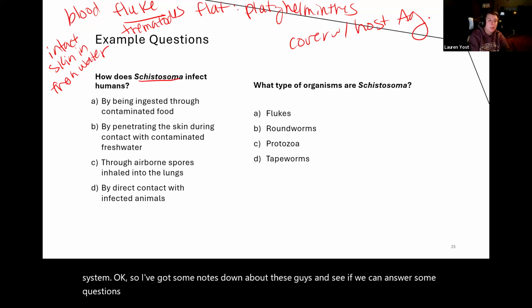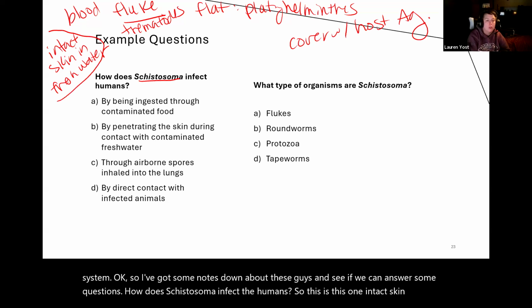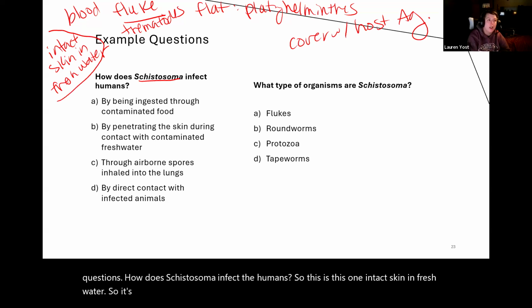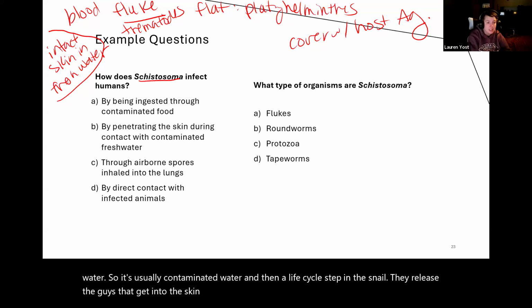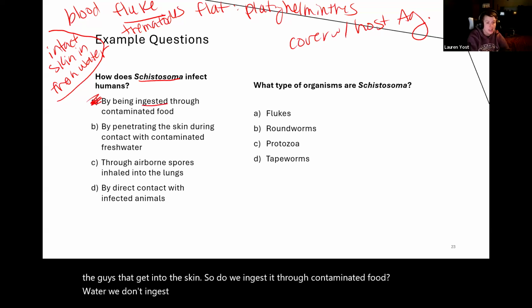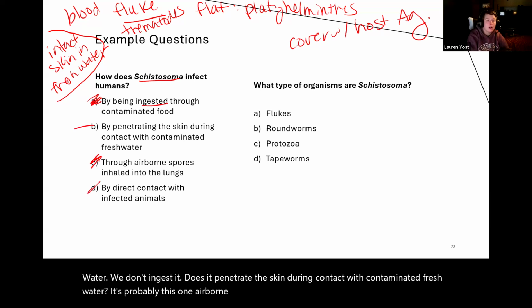How does schistosoma infect humans? So this is this one, intact skin in fresh water. It's usually contaminated water, and then a life cycle step in the snail, they release the guys that get into the skin. So do we ingest it through contaminated food or water? We don't ingest it. Does it penetrate the skin during contact with contaminated fresh water? It's probably this one. Airborne, no. Direct contact, no. So it's going to be B.